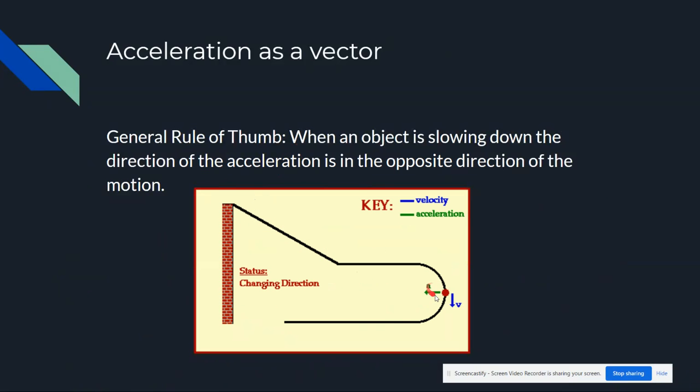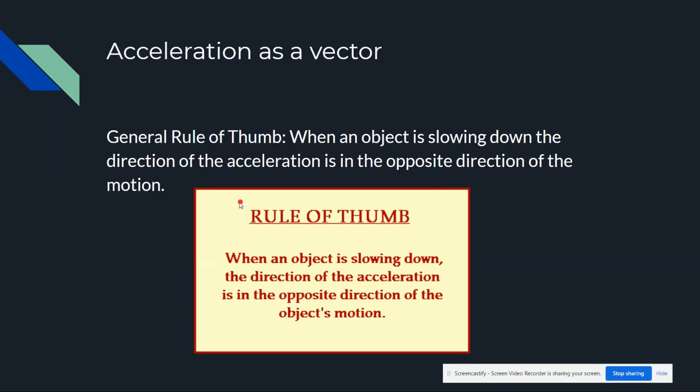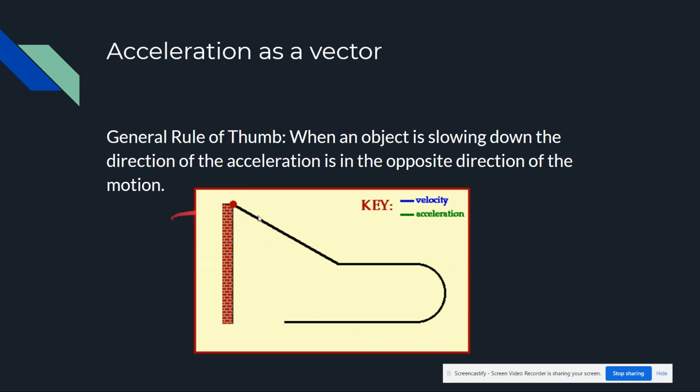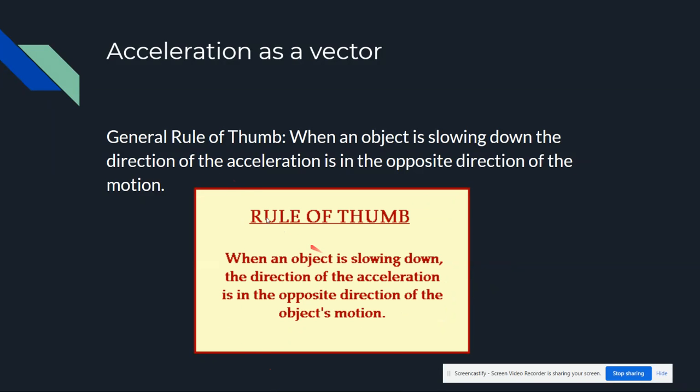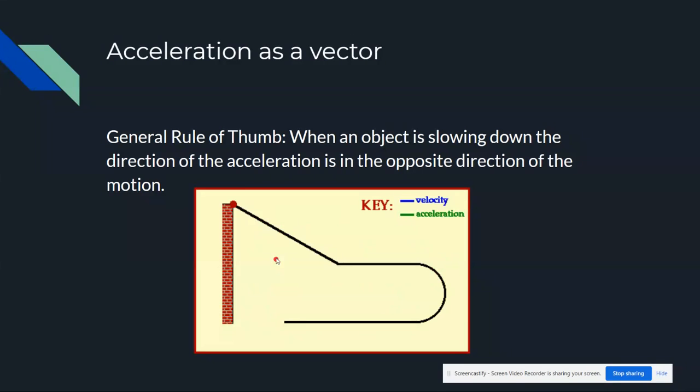So here you have an object that is going fast. The green arrow is the acceleration arrow. The blue arrow is the velocity arrow, because it's a vector. The direction it's going matters. When it's going faster, they're going in the same direction, but when it's slowing down, the green arrow is going in the opposite direction of the velocity. When it's speeding up, the velocity arrow and the acceleration arrow point in the same direction.